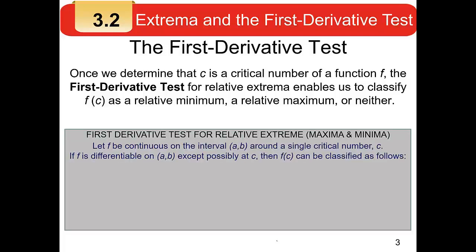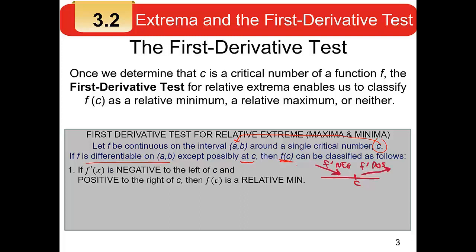If f is a continuous function on some open interval from a to b around a single critical number c, in other words, this number c is inside of this interval a to b, and if f has a derivative on that interval, except possibly at the point itself, then that value f of c can be classified as either a relative minimum, a relative maximum, or neither.